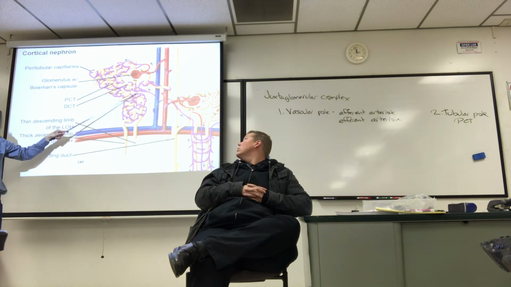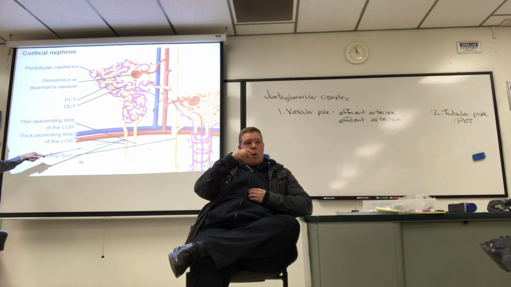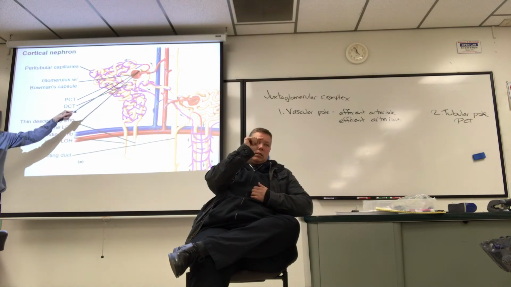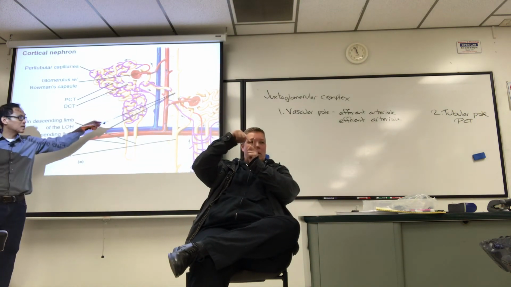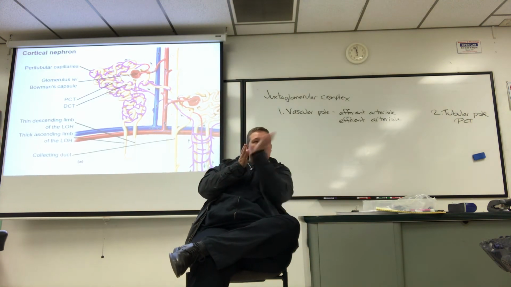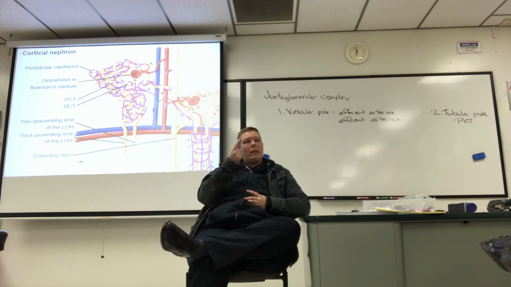It goes down here. Now what is this? Our loop. Go back up. Now it's DCT, and it's always going to pass by the vascular pole. It always does that. Okay, and then it goes into the collecting duct there. So when you look at things, you need something to figure out to know what you're looking for.